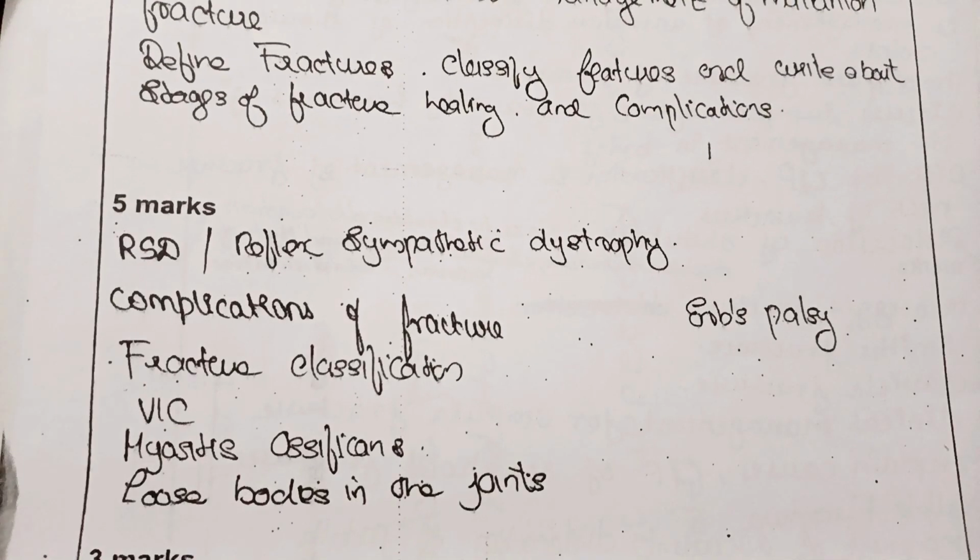Now, moving to the important 5-mark questions. In this, the first one, reflex sympathetic dystrophy, Erb's palsy, complications of fracture, fracture classification, VIC, that is Volkmann ischemic contracture, myositis ossificans, loose bodies in the joints.